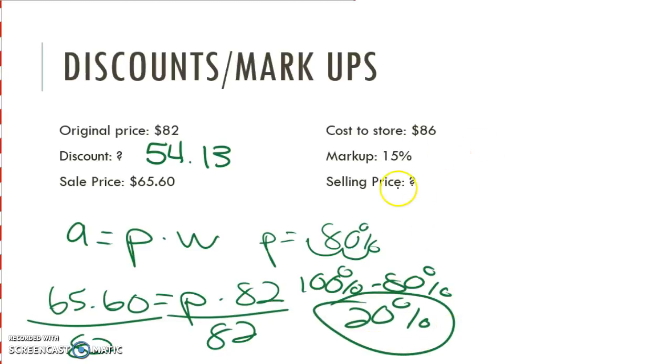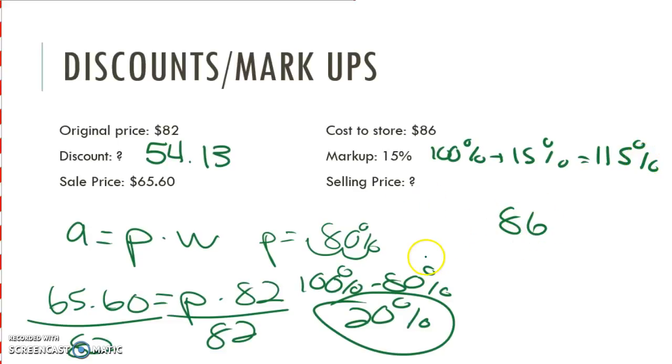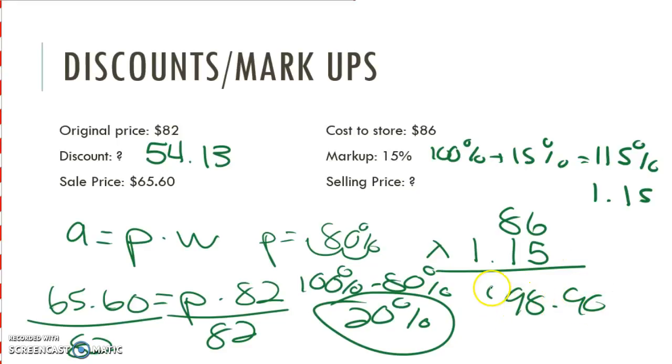Now we did one of these in class. We're just looking for the selling price here. So I'm going to do the same thing I was doing before. I'm going to do 100%, but now since it's a markup, I'm going to add 15%. So we get a total of 115%. And then I'm going to take my original amount, which is 86, multiply it by my percent as a decimal, which is 1.15. Then the answer you get when you multiply 86 times 1.15 is $98.90. So that is going to be your selling price.